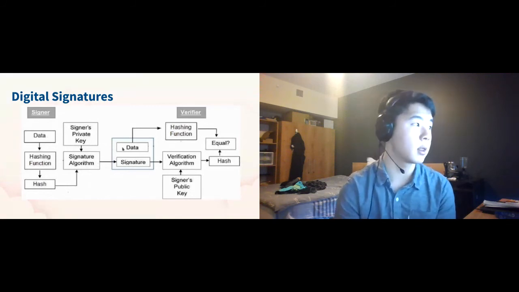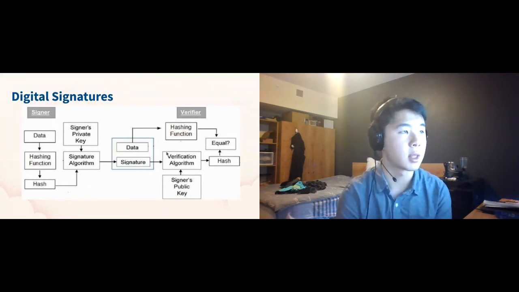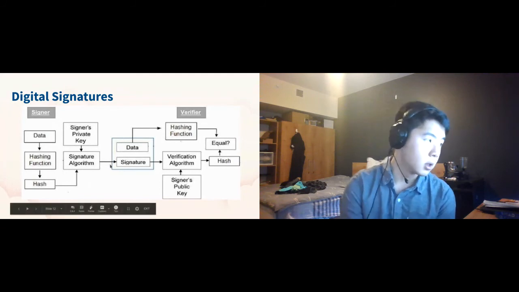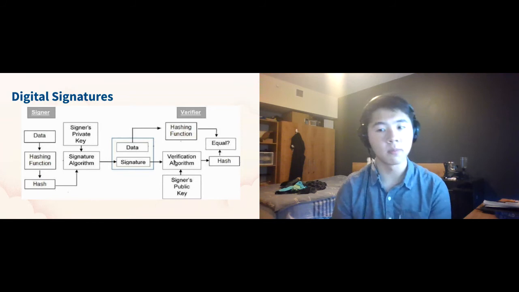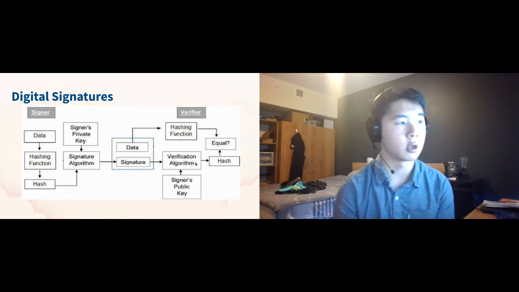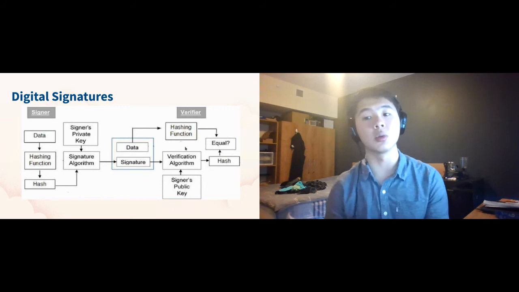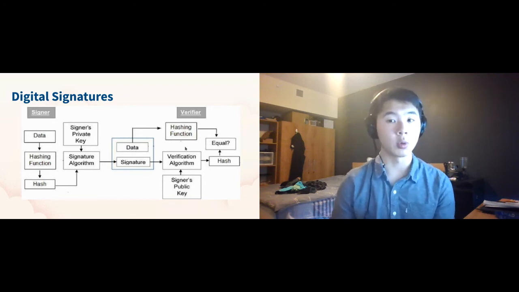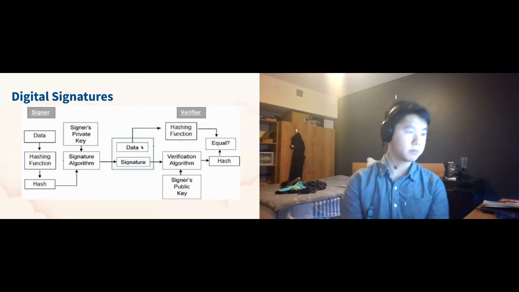The verifier takes the data and runs it through the same hash function, and out comes the hash of the data. Then they take my signature, look up my public key, and run it through the verification algorithm. Again, a fancy way of saying they're going to decrypt my signature, and out comes the decrypted hash. They compare the decrypted hash with the hash generated from the data. If they're equal, it means nobody has tampered with it. If they do not equal, well, something has gone wrong, somebody might have tampered with the data.